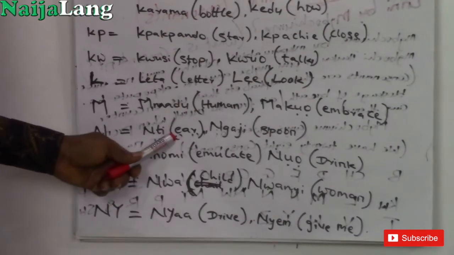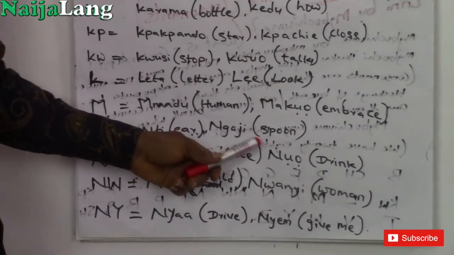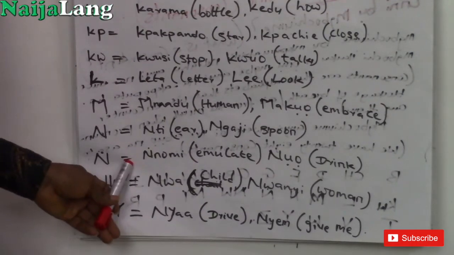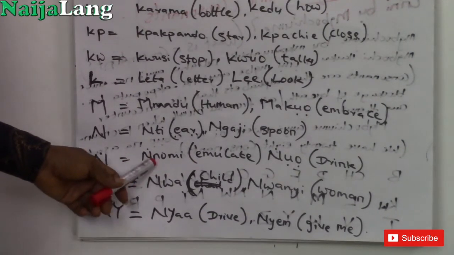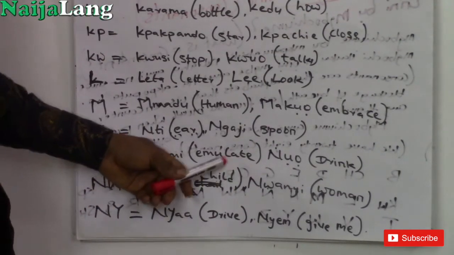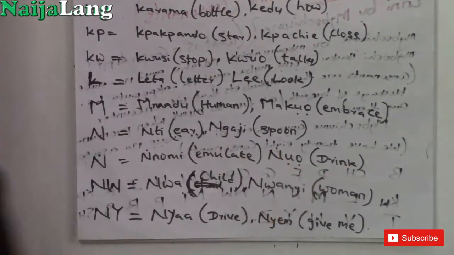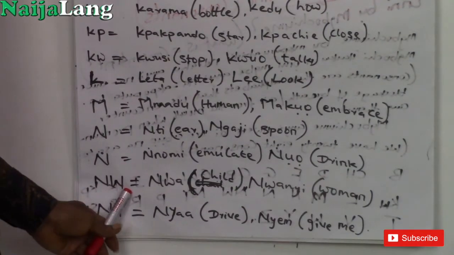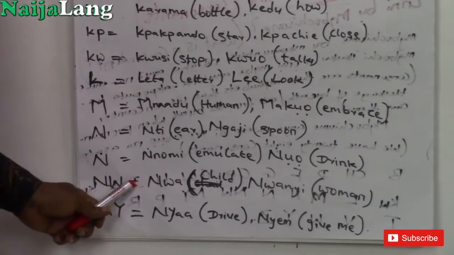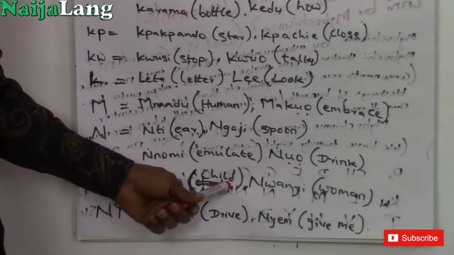The next one is ne: nte means ear. Ngaji means spoon. The next one is nge: ngomi means emulate. Ngo means drink. The next one is mwe: mwa means child.